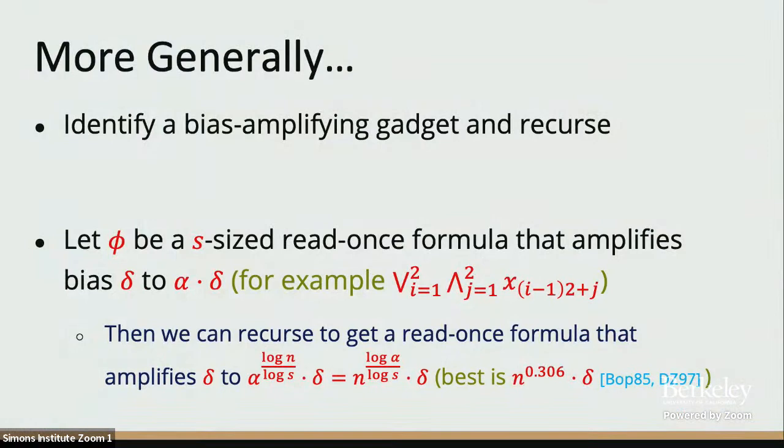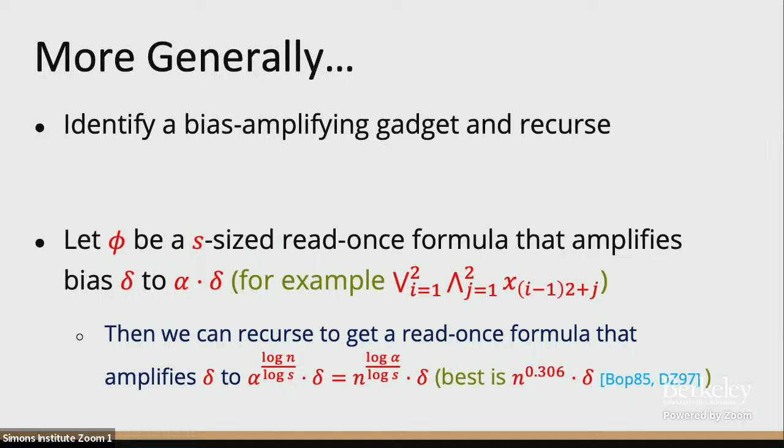Each time you're amplifying the bias by alpha times, so you get the amplification to be alpha to the log n by log s, which for this formula gives you n to the 0.306 times delta. So basically an AND-OR tree can detect biases of 1 by n to the 0.3.